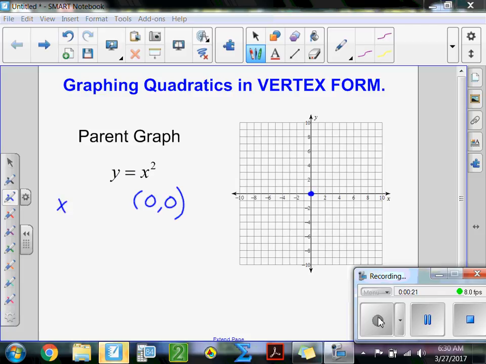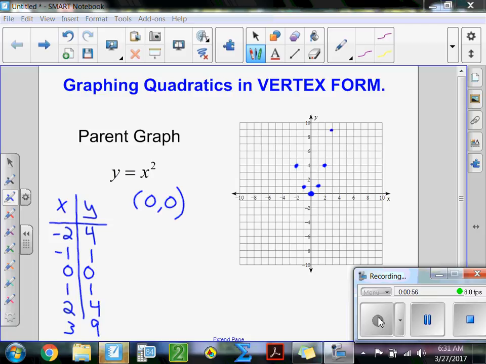If we made a table just to plot points to see what the graph looked like, and we started at -2, -1, 0, 1, and 2, we could plug those into the equation. -2 squared is 4, -1 squared is 1, 0 squared is 0, 1 squared is 1, 2 squared is 4. Plot those points. I could also do -3 squared is 9, or 3 squared is 9 to fill up the graph.